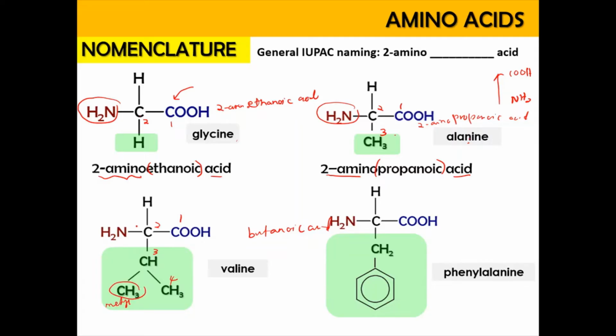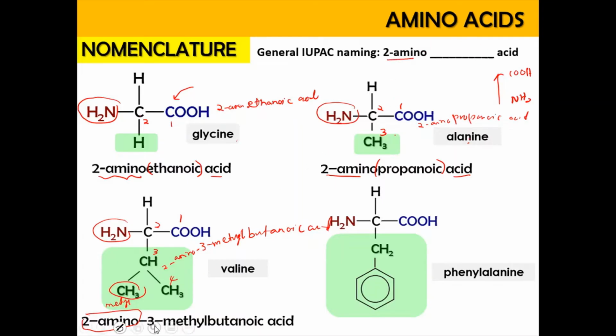And at carbon number 2, we're going to have an amino group. So we will write methyl first because it is earlier in the alphabetical order, and then we're going to write amino. So it's going to be 2-amino 3-methyl butanoic acid. Okay, so 2-amino here will still follow the general IUPAC naming. What's different here is the carbon chain, which is 3-methyl butanoic, and the acid here is still the same.